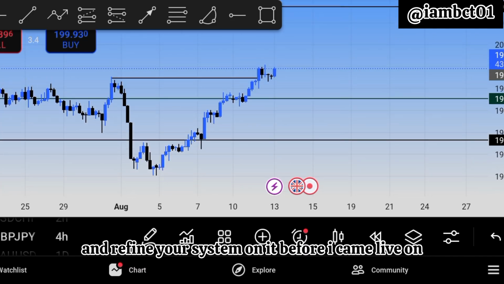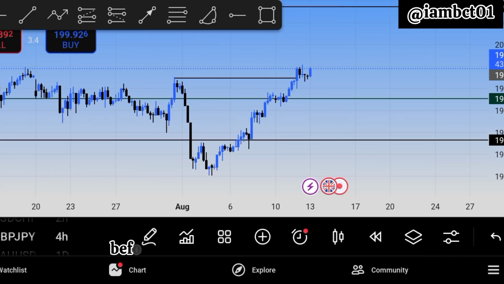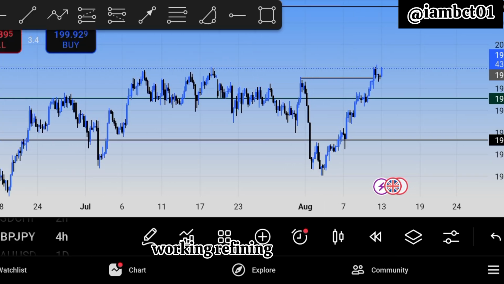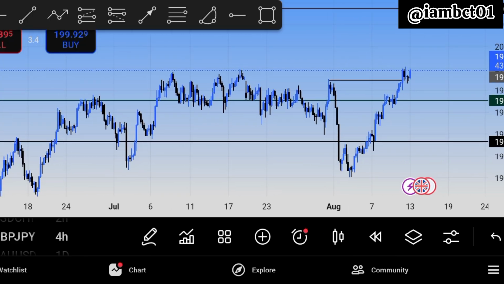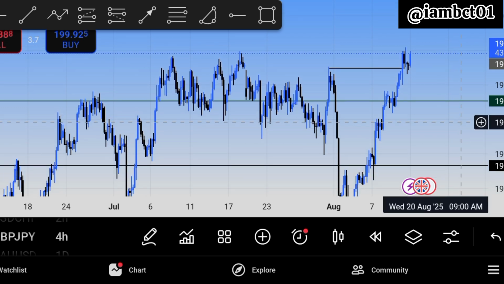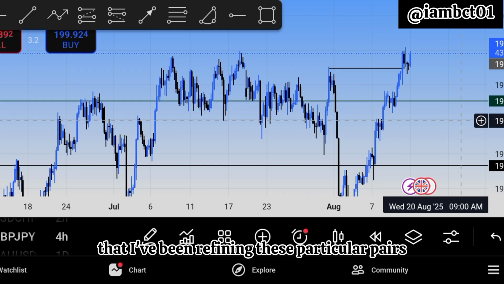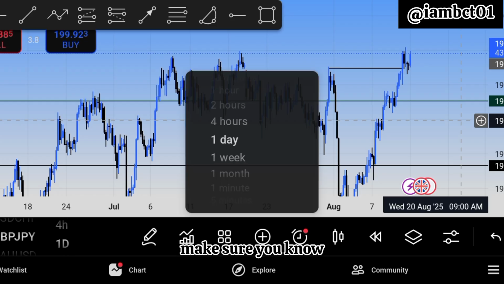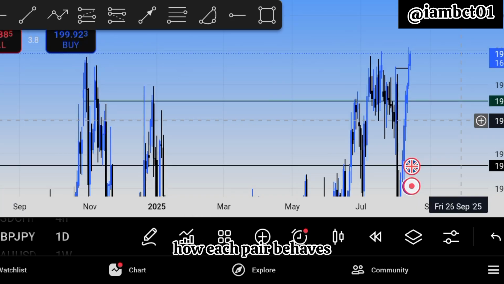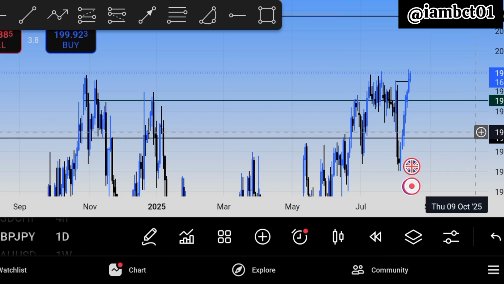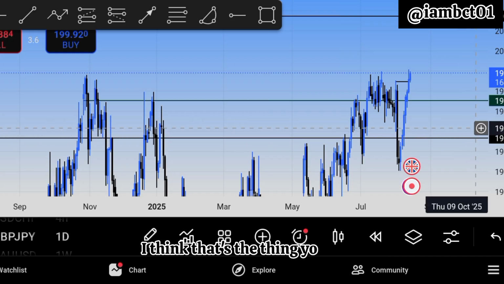Before I came live on YouTube, I had been refining these pairs since last year. So it's been over a year now that I've been refining the particular pairs I'm trading right now. So before you do anything, make sure you know how each pair behaves and just work on getting better on them. I think that's the thing you need.